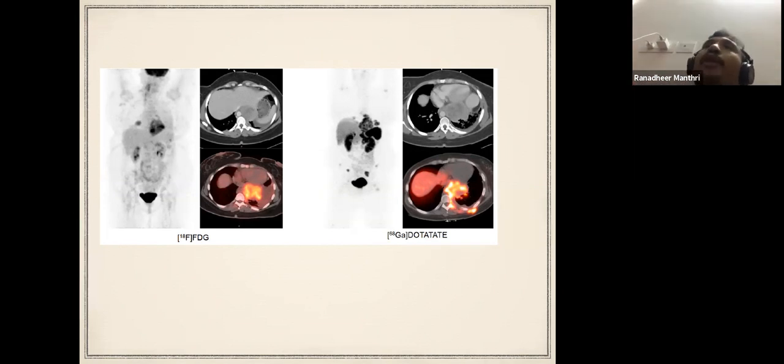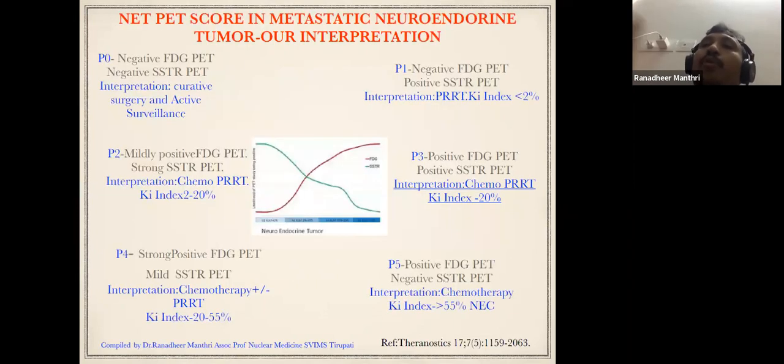When we have a low net PET score, that is FDG non-avid, somatostatin receptor avid, we will treat with Sandostatin. And if it is progressive on Sandostatin, we treat with lutetium dotatate. If it is both FDG and somatostatin receptor avid, we give chemo PRRT. If it is only FDG avid and not somatostatin receptor avid, we treat with chemotherapy. Next slide, please. So we can choose the therapy based on the metabolic signature.